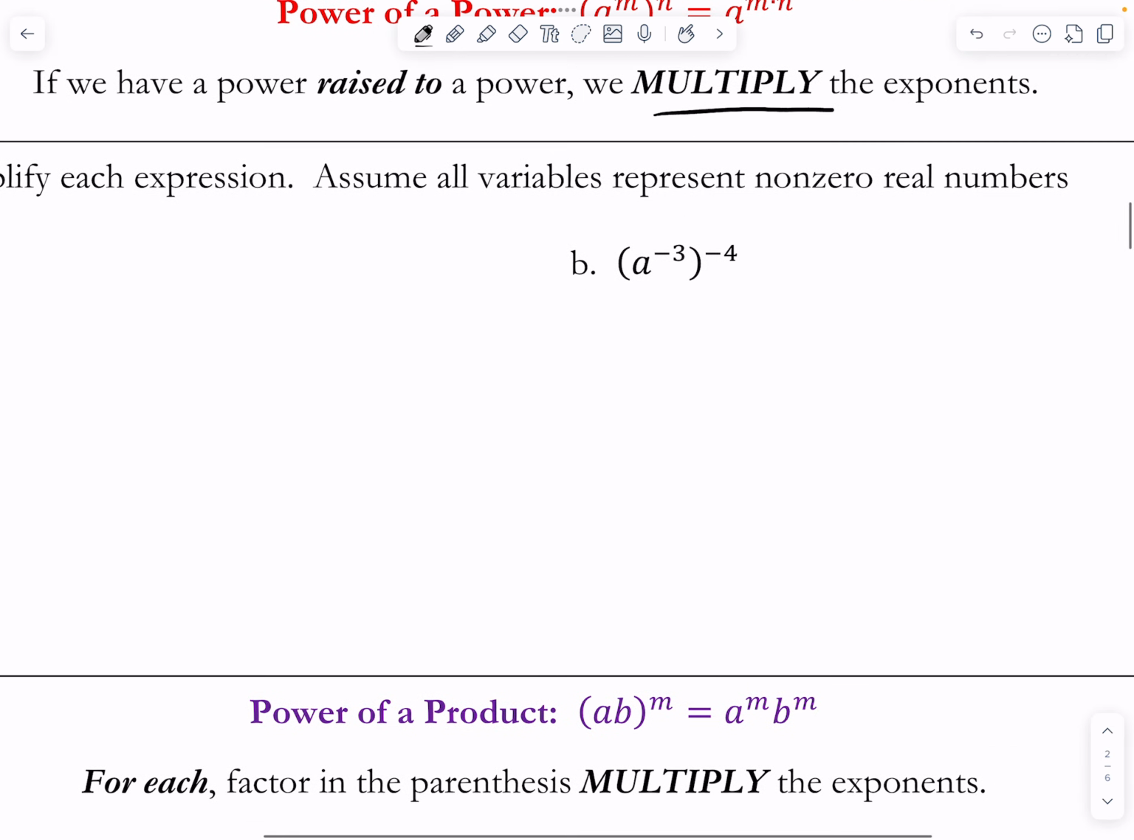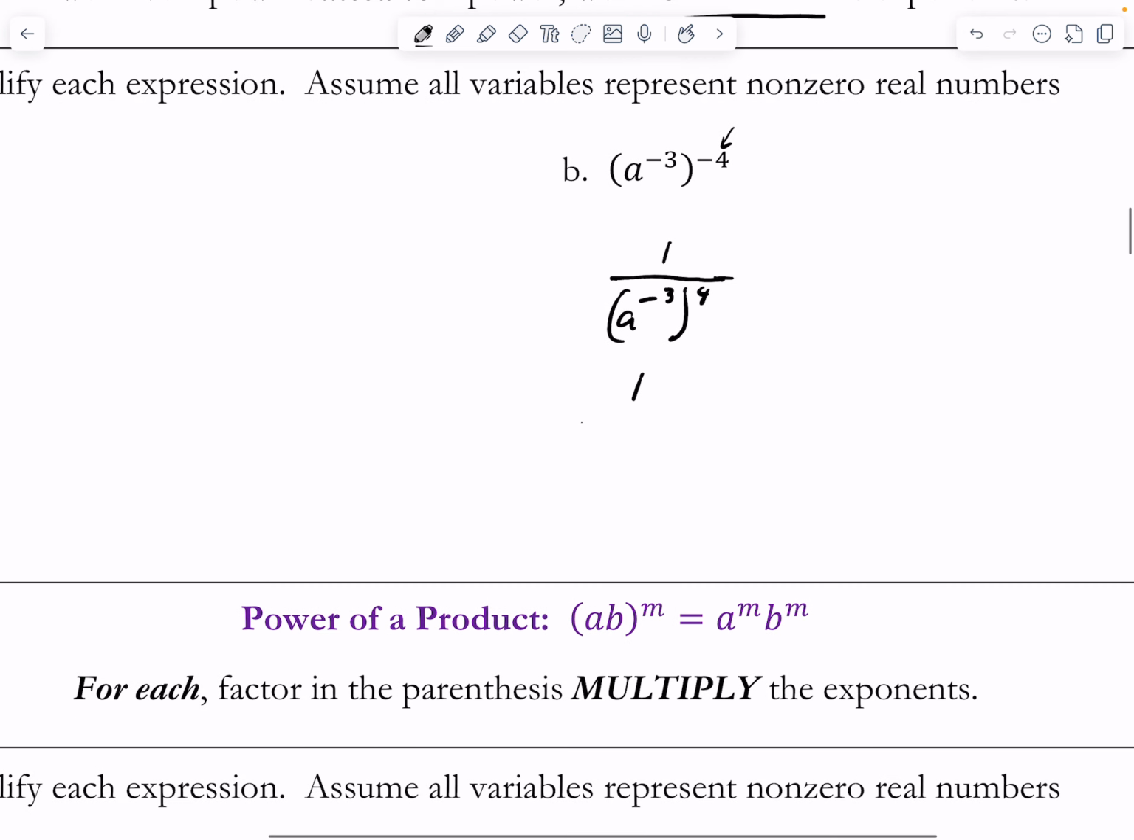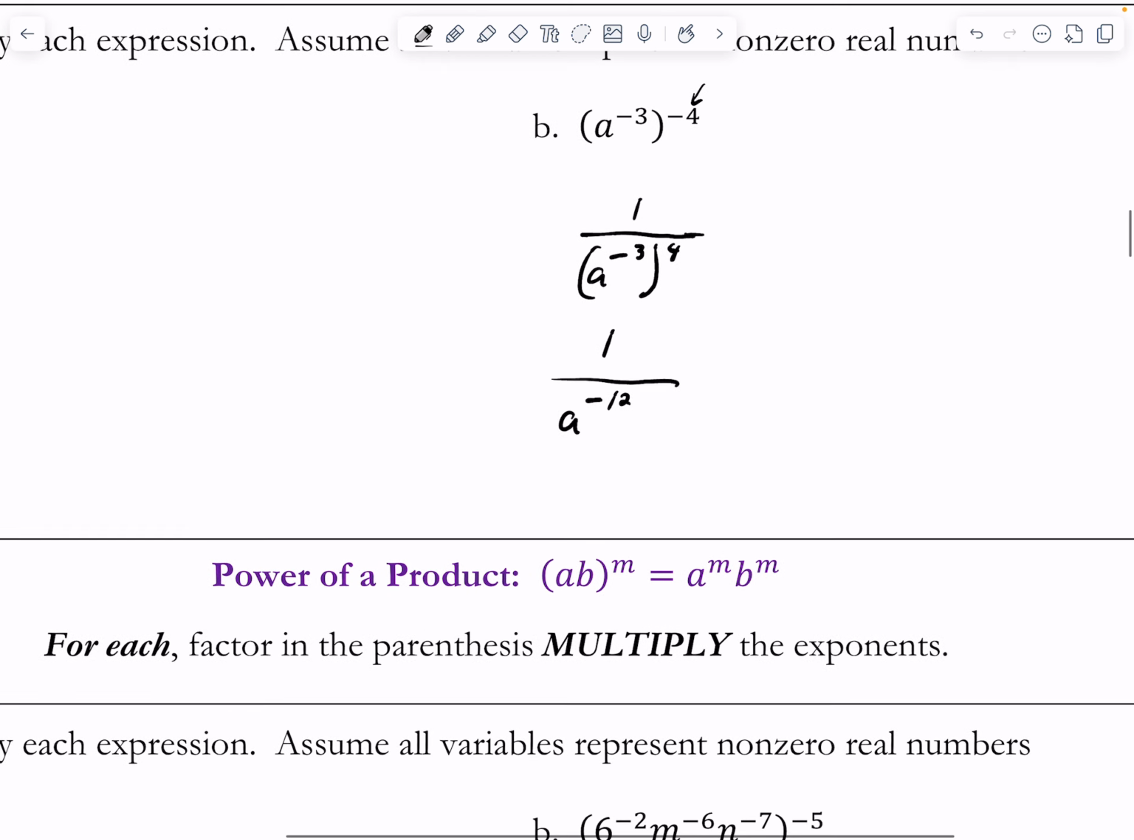This one here, I've got a couple of things going on. I notice that I have a negative on the outside, right? So I'm going to do 1 over a to the negative 3rd power raised to a positive 4th power by putting it in the denominator. So that's 1 over, I'm going to multiply to get a to the negative 12th power, but I don't want to leave it there because it is a negative, so it's going to move to the numerator just to become a to the 12th power.